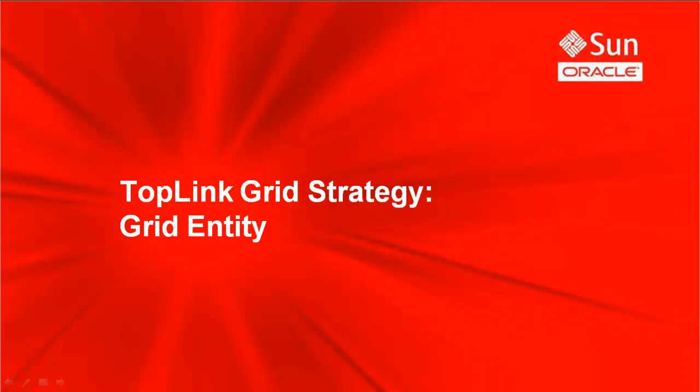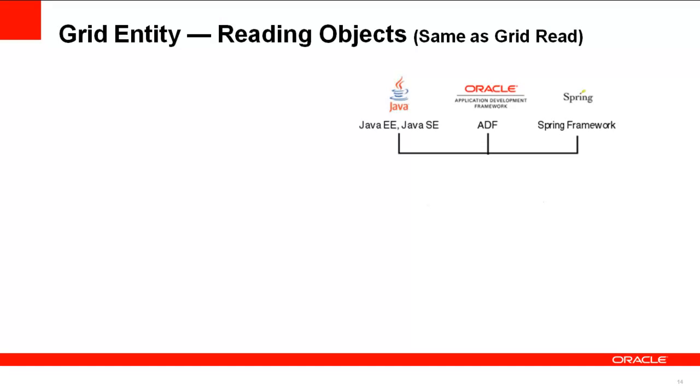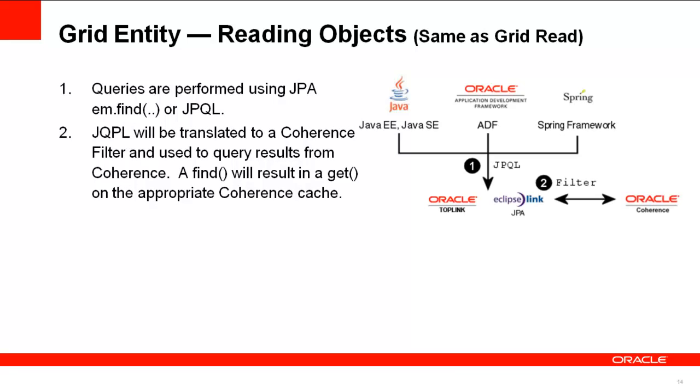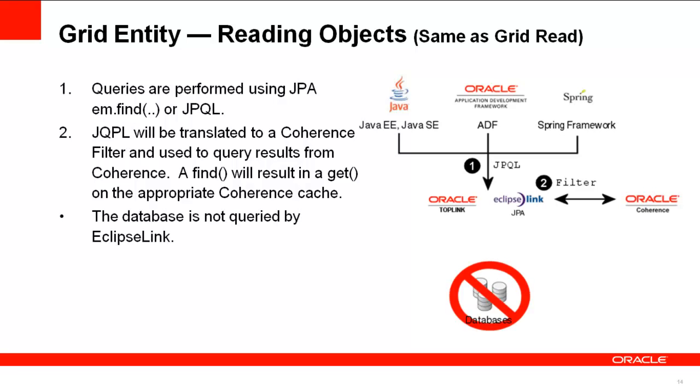Finally, we'll take a look at the grid entity strategy. With grid entity, queries are the same as with grid read. An entity manager find operation will result in a get on the Coherence cache using the primary key, and JPQL queries are translated into Coherence filters to retrieve objects from Coherence. And the database is not queried.